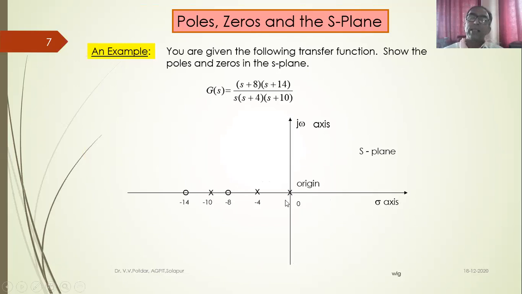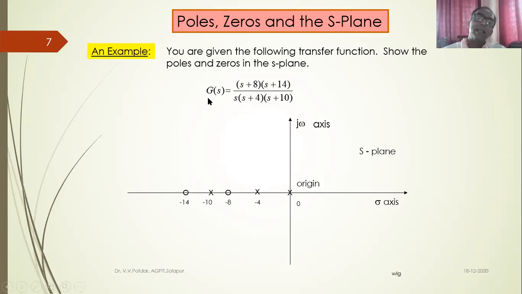Now, the x-axis is the real axis, the sigma axis, and the j omega axis is the imaginary axis. And this is called the S-plane, because S is equal to sigma plus j omega. Sigma is the real part of S, and j omega is the imaginary part of S, right? So this is the real axis, this is the imaginary axis. This is the sigma axis, this is the j omega axis.